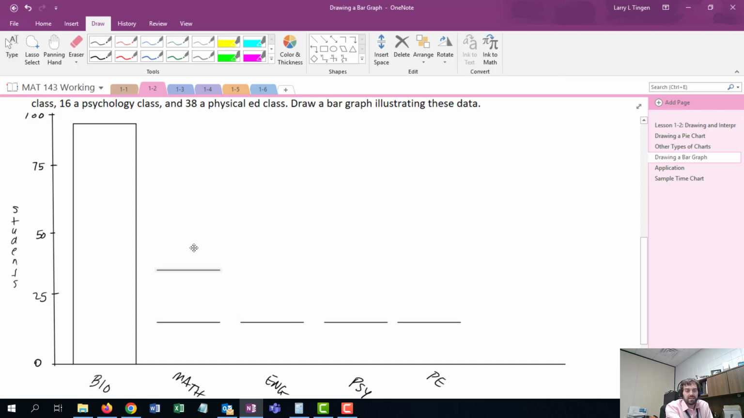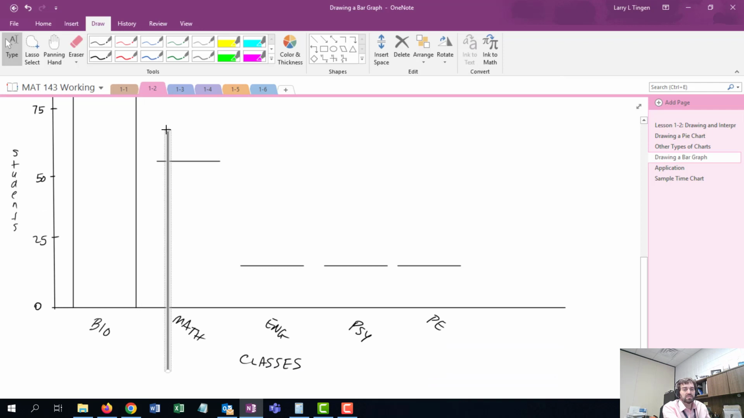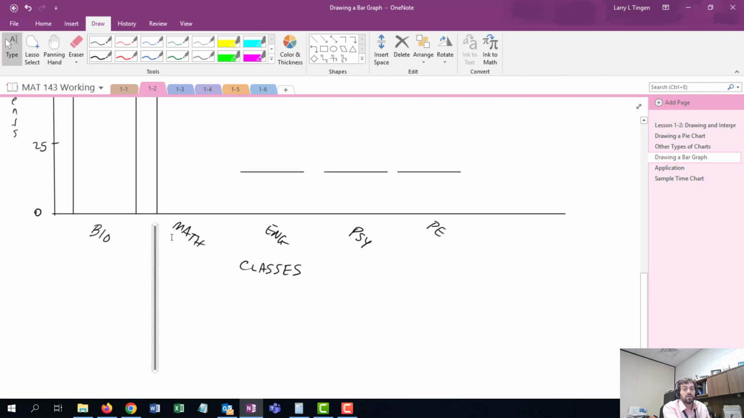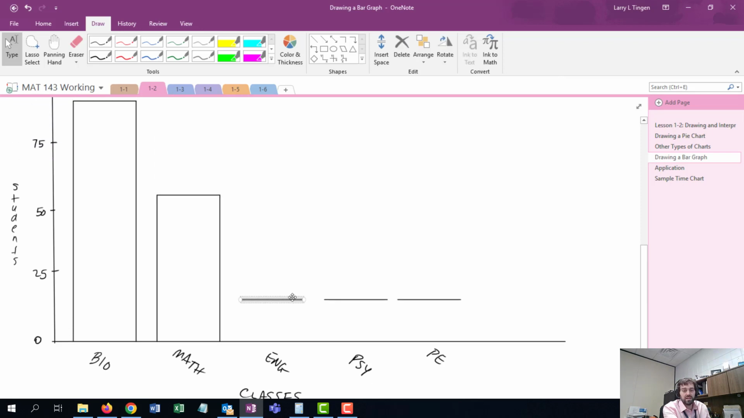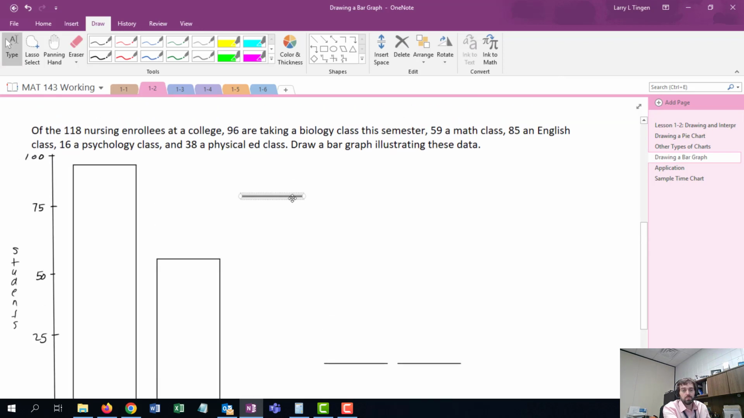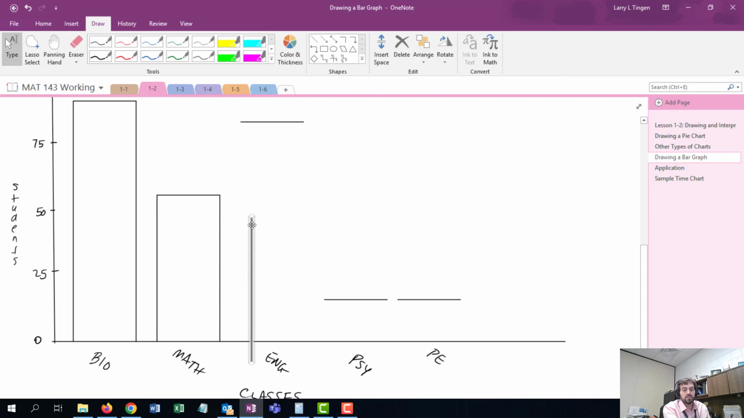Next was a math class that had 59. So we'll let that be 59. And I'm just copying and pasting the horizontal lines, again, as a result of trying to draw this not on a piece of paper, but in a computer. English is at 85. Probably there. And let's get some lines to go up to that.